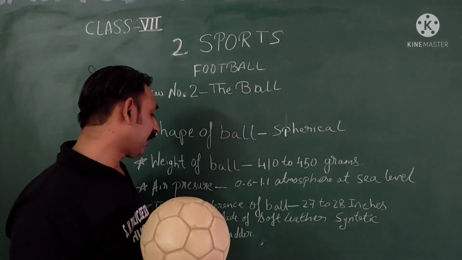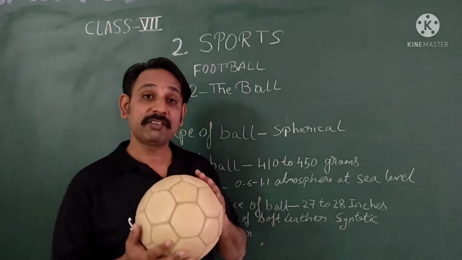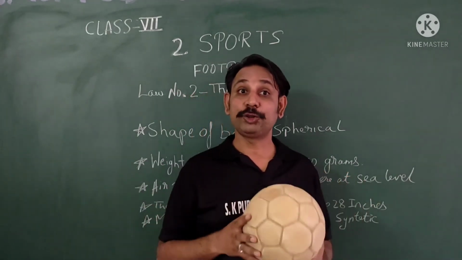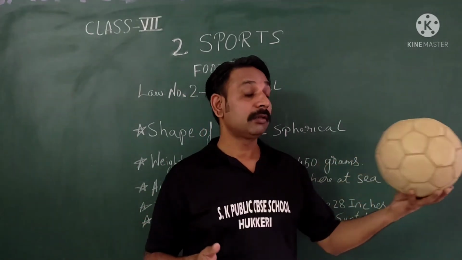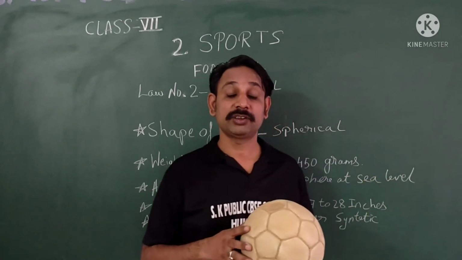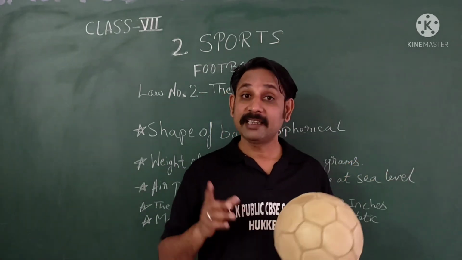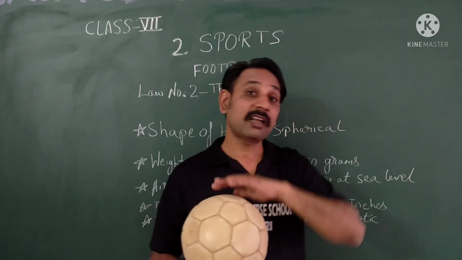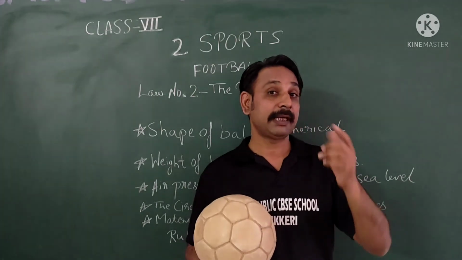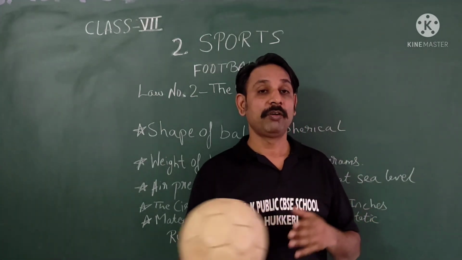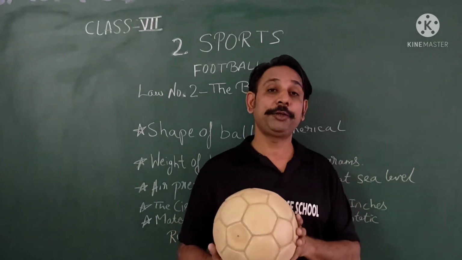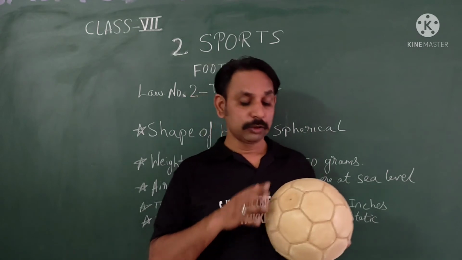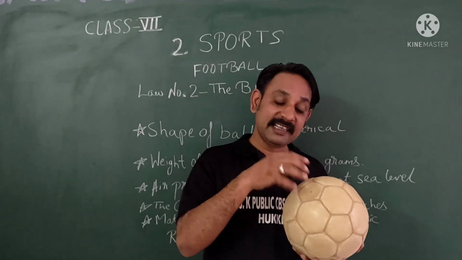And we have a bladder inside. You might have visited some cycle shops or two-wheeler garages, puncture shops. At that time you might have seen that the tire is hard outside but inside there is a bladder. We call it a tube, for a cycle tube, bike tube or car tube. That tube is made of rubber. So that rubber is there inside the ball.